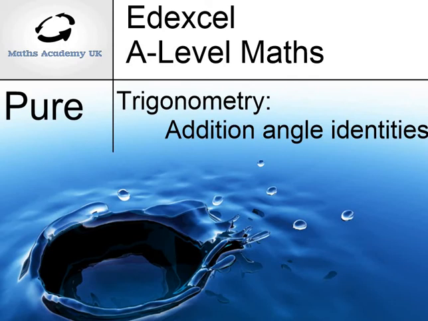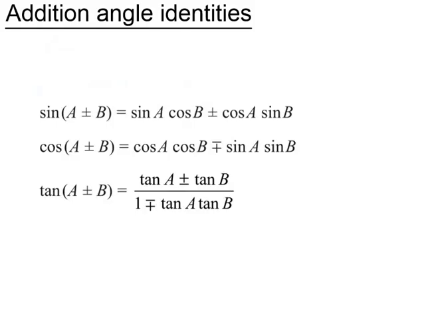Addition angle identities. Okay, so these are given in the formula book, so you don't need to memorize these. Be careful with the signs.